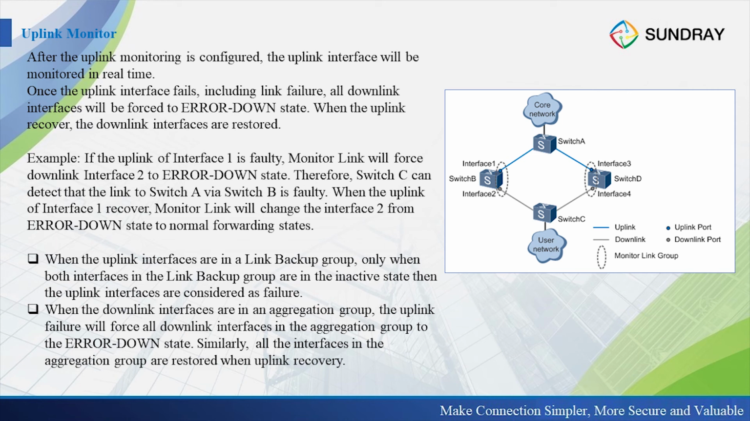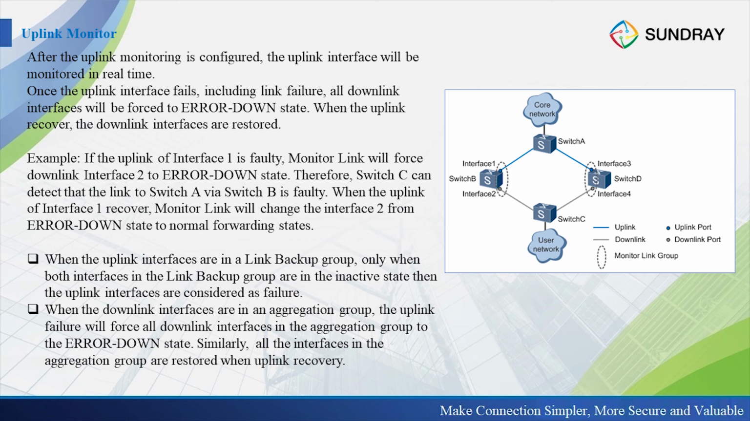Here are some details. After the uplink monitor is configured, the uplink interface will be monitored in real time. Once the uplink interface fails, including link failure, OAM single pass failure, or OAM connection cannot be established, the downlink interface will be forced to the error down state. Then after some time, when the uplink recovers, the downlink interface will also be restored.